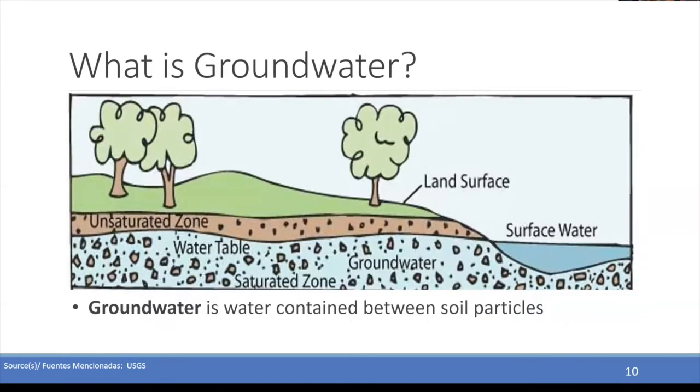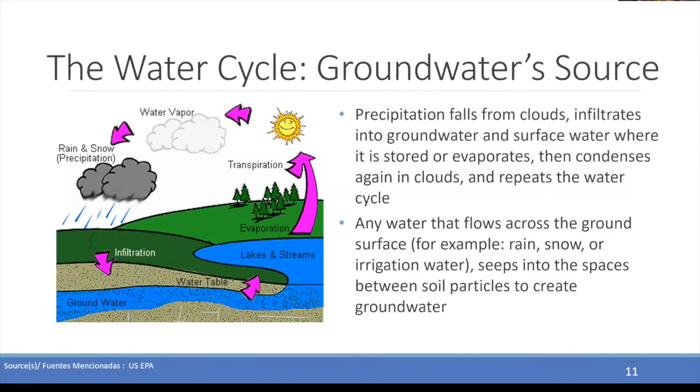I'm now on slide 10, and this is a graphic depicting what is groundwater, beginning with the land surface, what is known as an unsaturated zone, and then a water table and groundwater. In short, groundwater is water that's contained between soil particles beneath the land surface. I'm now on slide 11. There's a graphic depicting the water cycle, which I'll describe first and then describe the graphic.